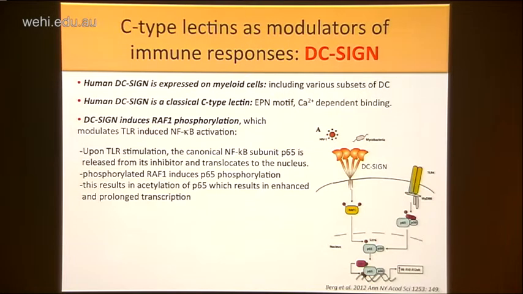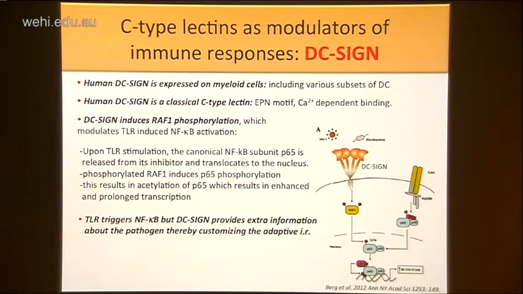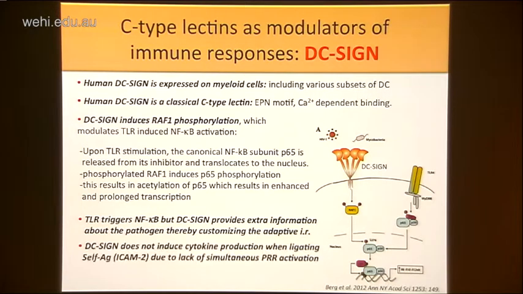So on its own, it can't do anything. It does require the signaling via the TLRs to amplify that signal. So this is a nice example where TLR triggering of NF-kappa B occurs, but it's DC-SIGN that provides extra information about the pathogen, presumably customizing the immune response.